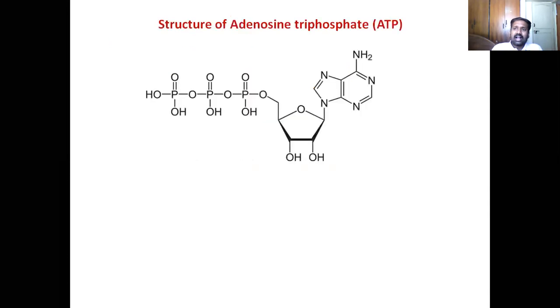Now come to the very important part of our discussion. We are talking a lot about ATP and what the structure of ATP is. ATP is the abbreviation of the full name adenosine triphosphate. And you know, what is this adenosine? Adenosine is a nucleoside basically. It is a relatively big molecule. Not a simple molecule, not a small molecule, a relatively big molecule.